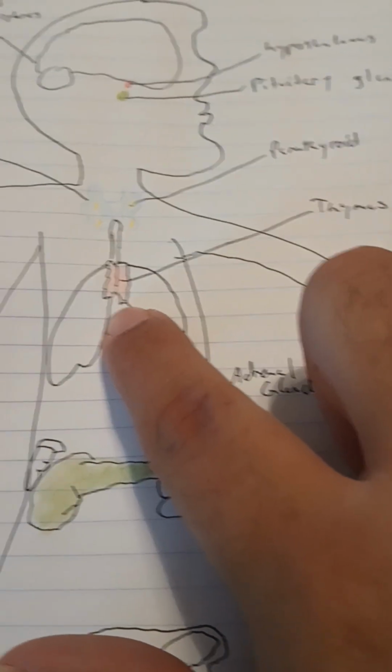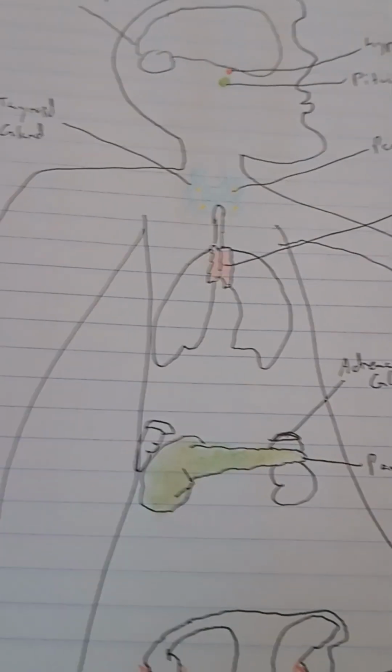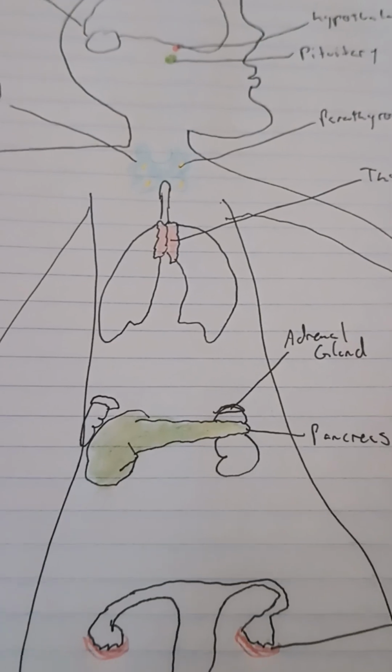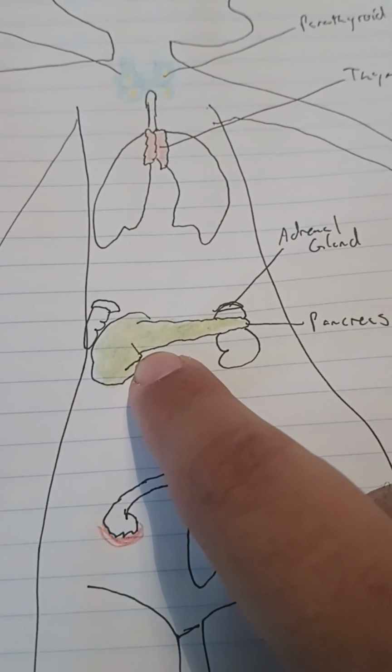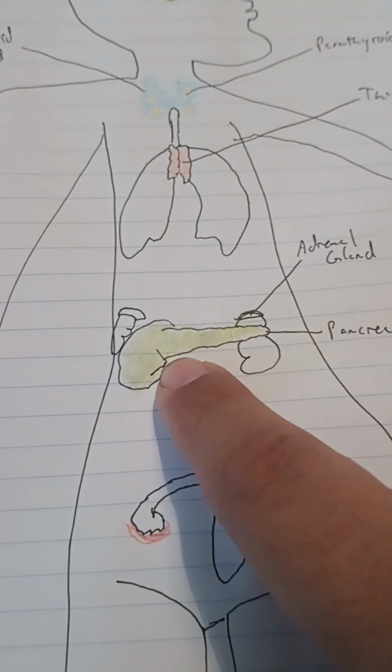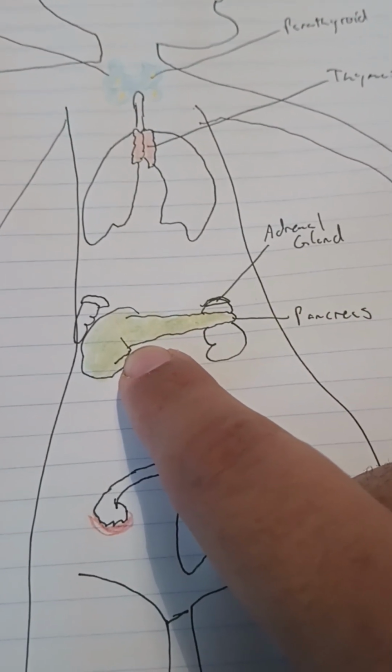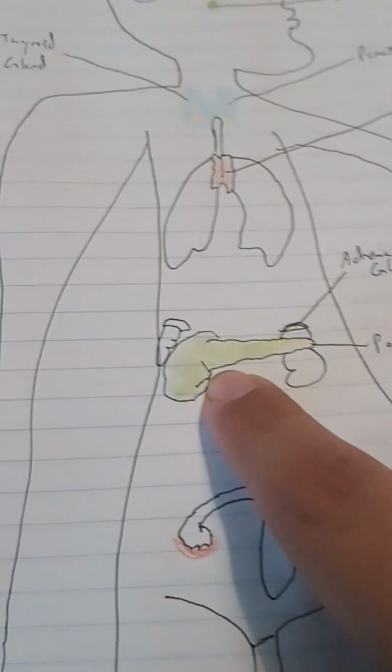Traveling on down here to the thymus, that builds resistance to disease, so that plays a part in the immune system. Going down further, right here in front we have the pancreas, and that is like a feedback system for controlling blood sugars. It also aids in digestion.